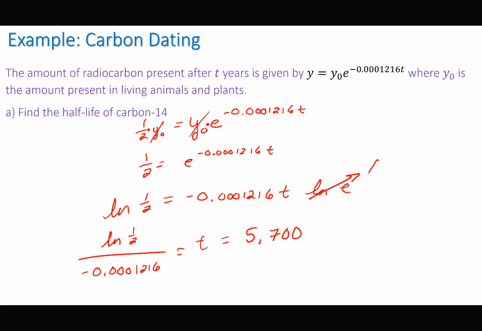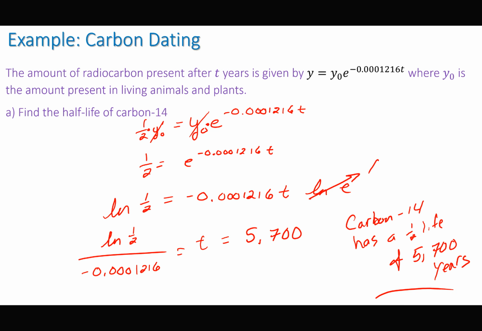5,700. And a word of caution on this, make sure it's natural log of 1/2 divided by this number. Don't take the natural log of 1/2 divided by the number all as one thing. It's only the natural log of that numerator. So make sure you're very clear on that when you're punching into your calculator, that the natural log is only applying to that piece in the numerator, not the denominator. So carbon-14 has a half-life of 5,700 years. That's what we found.